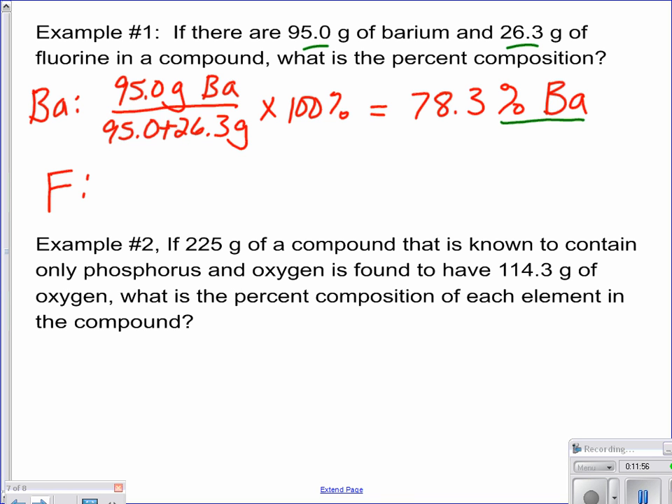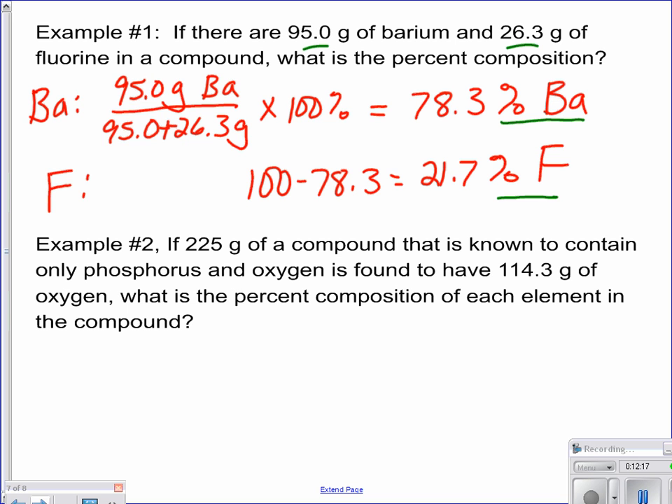What's the easiest? Subtract it. So you've got your 100 minus your 78.3, which is going to give you 21.7% fluorine. And again, make sure that you identify what element you're referring to. Okay, it's just that easy. Next one is very similar.